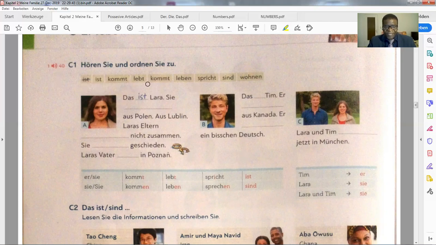Ist, kommt, leben, spricht, sind, wohnen. You have to know what all these are. All these are the verbs. Ist, is, kommt, comes, lebt, lives, leben, okay, also to live. Now it's a complete verb. To live, spricht, okay, speaks. Why am I using S in English? Because of T at the end, okay? Sind, are, wohnen, complete verb. Wohnen, also to live, but in a locality.